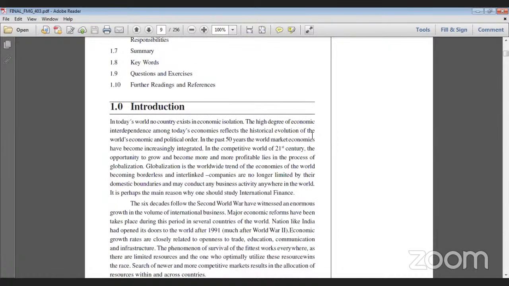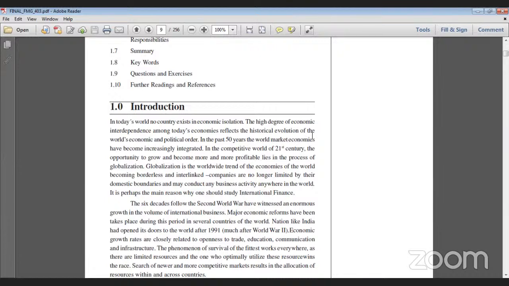In today's world, no country exists in economic isolation. The high degree of economic interdependence among today's economies is a reflection and historical evolution of the world economic and political order. In the past 50 years, the world market economies have become increasingly integrated. In the competitive world of the 21st century, the opportunity to grow and become more and more profitable lies in the process of globalization. Globalization is the worldwide trade where the economy of the world becomes borderless and interlinked.